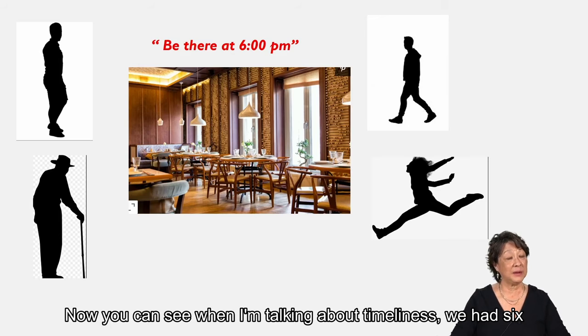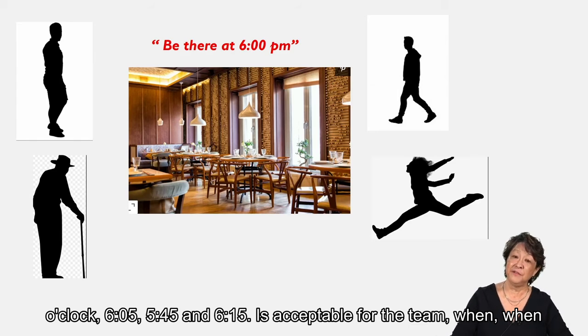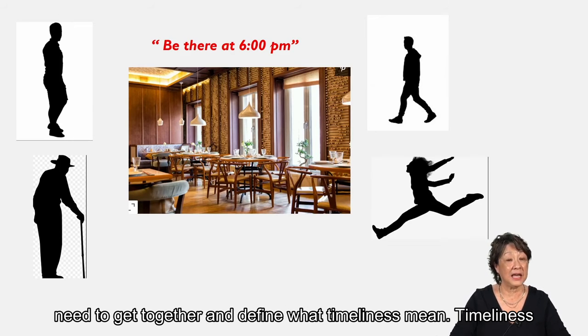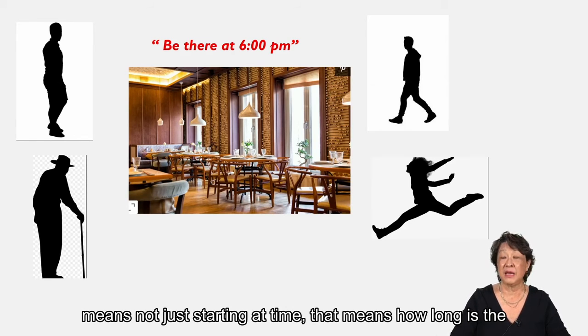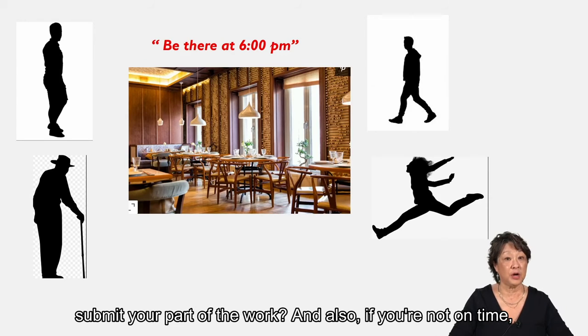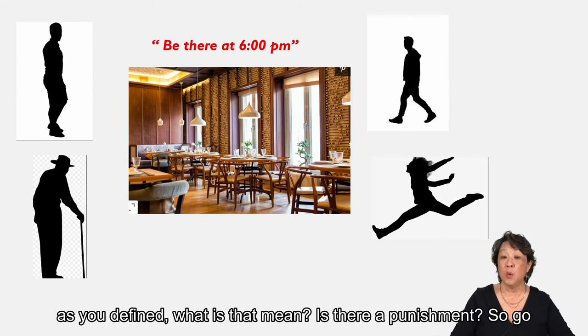Now, you can see when I'm talking about timeliness, we had 6 o'clock, 6:05, 5:45, and 6:15. Is this acceptable for the team when it is so important to start on time? So they need to get together and define what timeliness means. Timeliness means not just starting on time. It means how long is the meeting going to be? How much in advance are you going to submit your part of the work? And also, if you're not on time, as you defined, what does that mean?